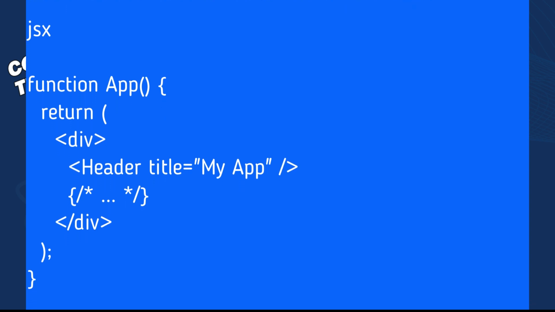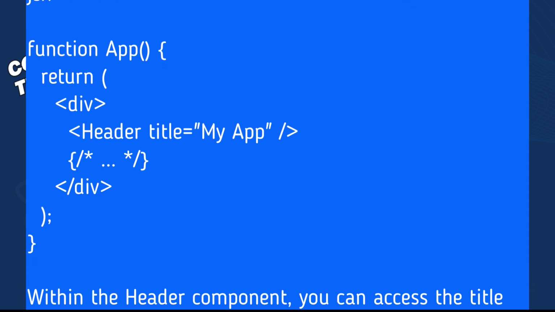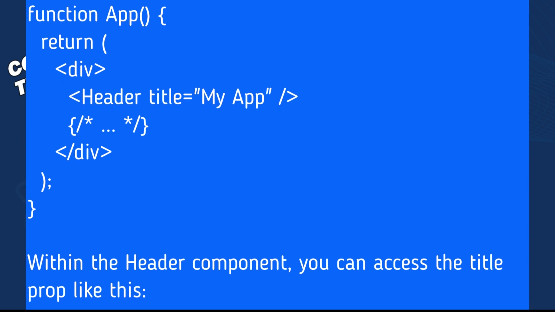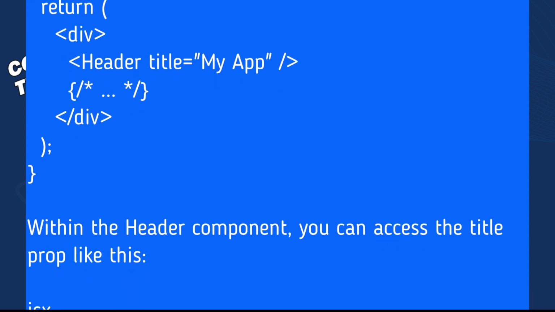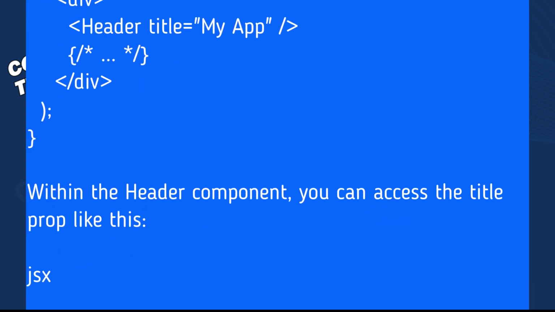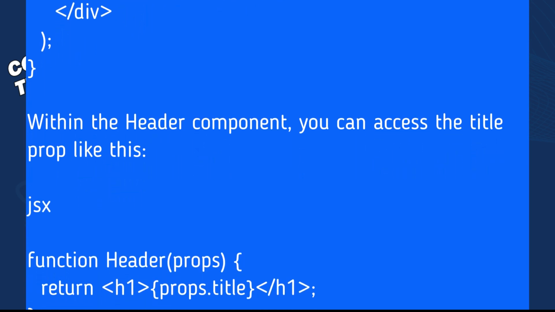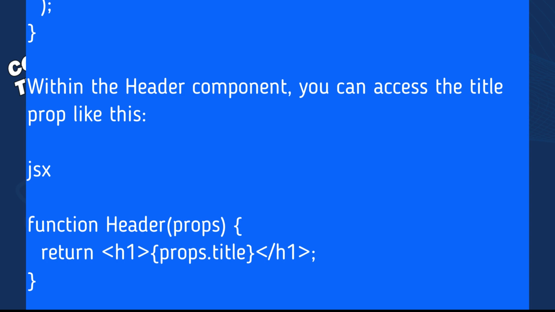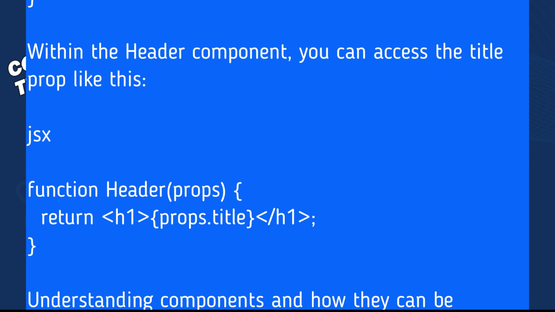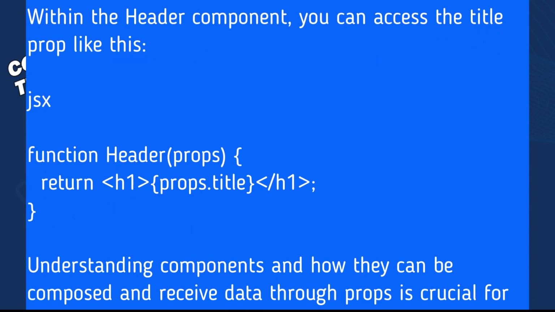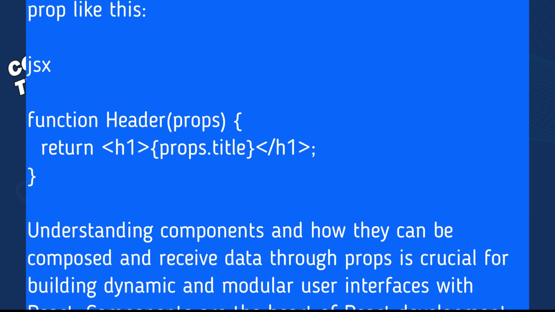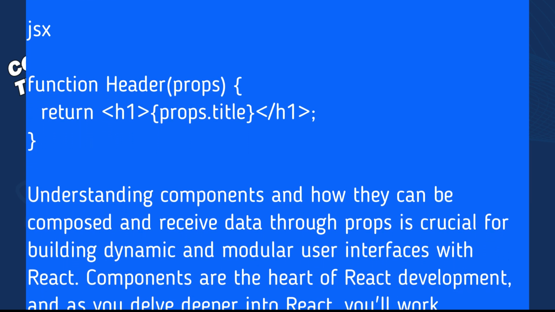Within the header component, you can access the title prop like this. JSX: function Header(props) { return <h1>{props.title}</h1>; } Understanding components and how they can be composed and receive data through props is crucial for building dynamic and modular user interfaces with React. Components are the heart of React development, and as you delve deeper into React, you'll work extensively with them.